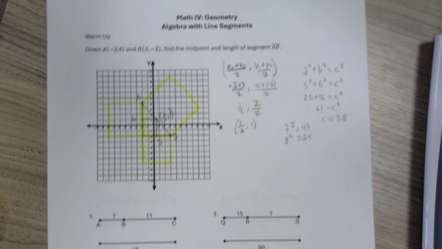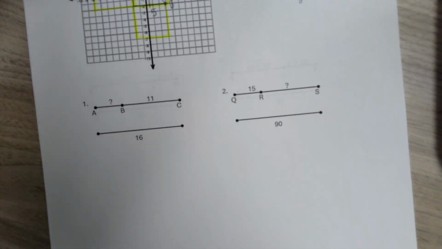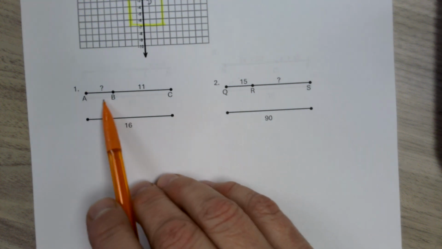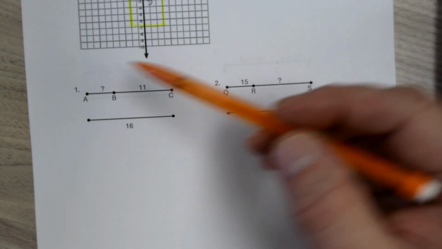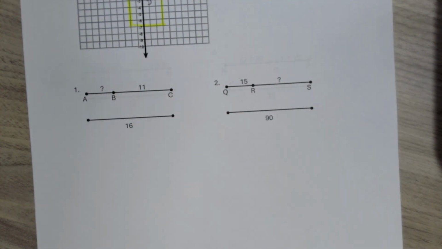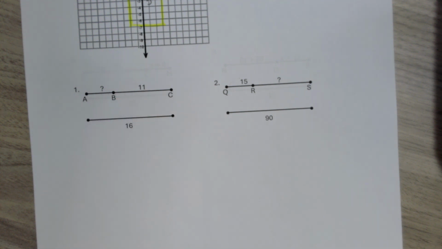All right, let's go ahead and move on to the other problems here. Now, the main part of this lesson is to use algebra with line segments, and in each of these problems I'm going to have a line segment on the top that's broken up into two smaller segments, and then a line segment on the bottom. In each case, this total length and this total length are supposed to be equal to each other. So this segment plus this segment that's 11 long should equal 16.